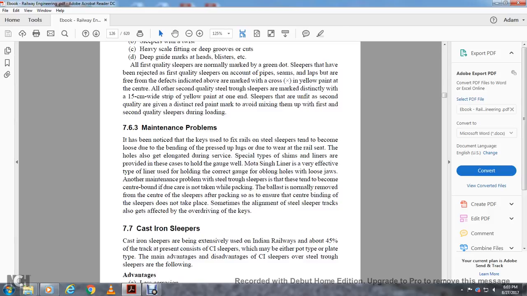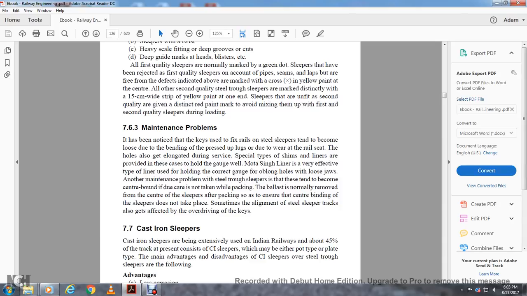Maintenance problems. It is noticed that the keys used for fixing the rail to the steel sleeper tend to become loose due to the bending of the lugs, owing to wear of the rail seat. The holes of the jaws get elongated. In this case, special types of shims and liners are provided, such as the motor single liner, a very effective type of liner that holds the correct gauge of the oblong hole of the loose jaws.